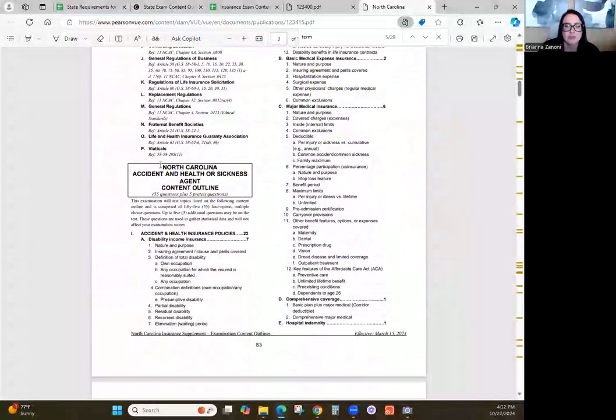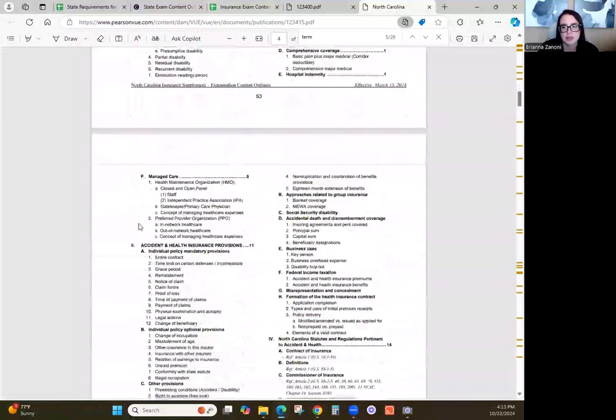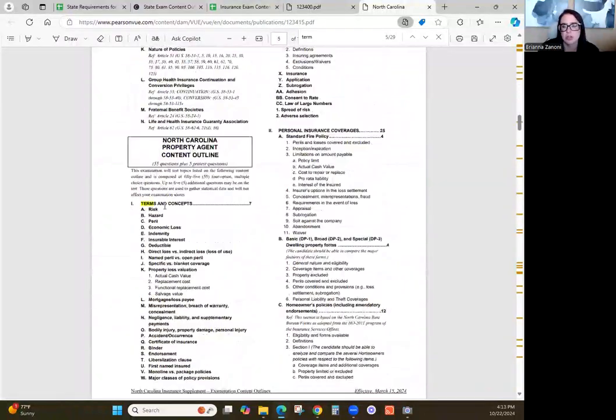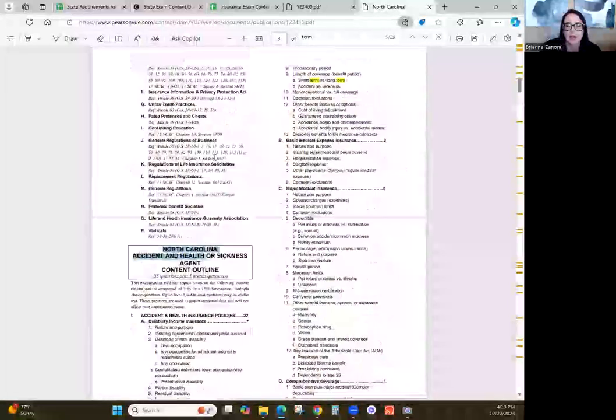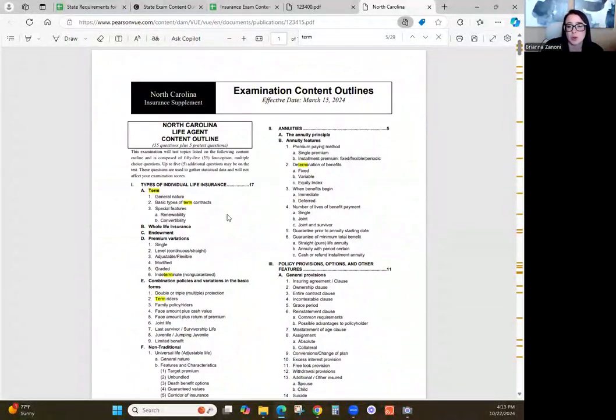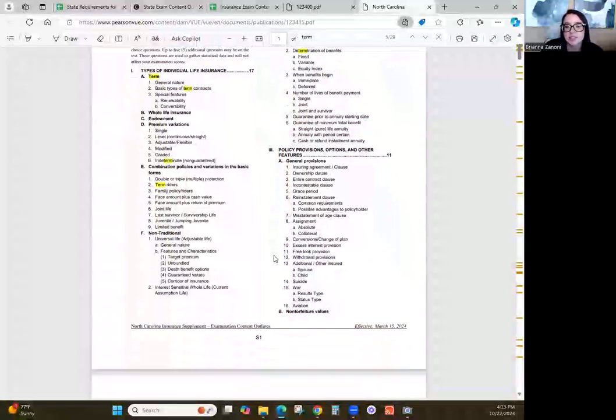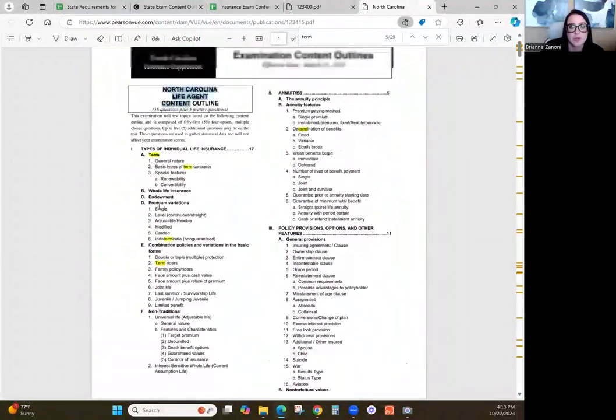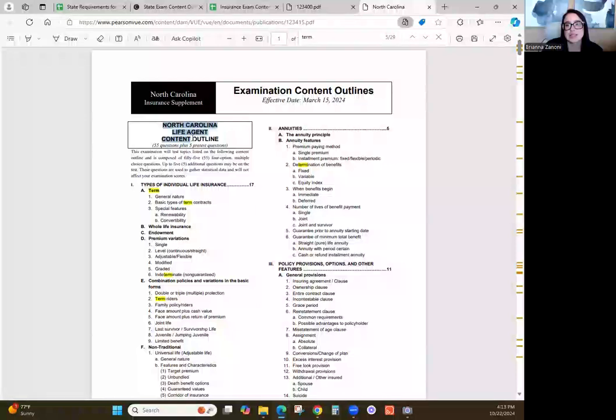They also have the accident or health, and some states allow it, some states don't. So this one doesn't look like you have a life and health exam option. They're both separate exams. What's really cool is that the life exam and the health exam both have state sections. The state sections are pretty much the same. So if you're planning on getting your life and your health exam, I would try to knock them out back to back or the same day. Getting those done sooner rather than later is going to be really helpful.